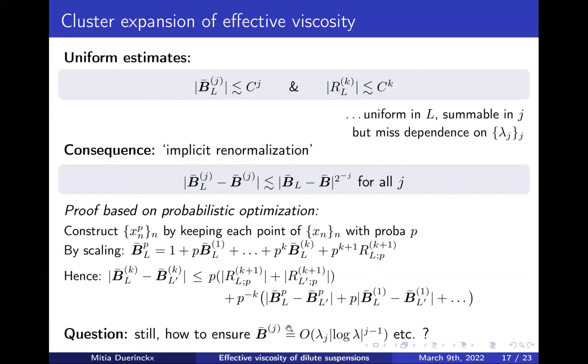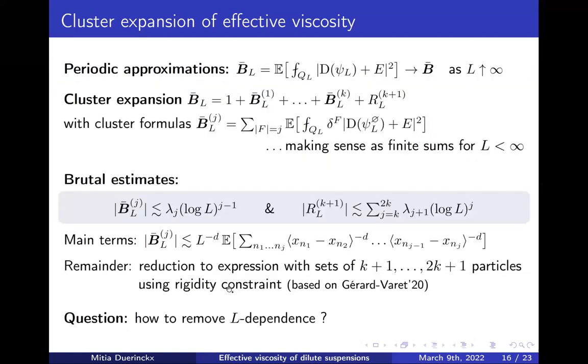Now, of course, the whole question is how can you prove, I mean, this is not enough, you can define a B bar J, but how can you prove that the B bar J are indeed of the size lambda J, up to probably some logs, as we had for the error in the second term? How can you prove that? So essentially what you want to do is to go back to those brutal estimates where you have the correct scaling in lambda J, and you want somehow to beat this logarithm.